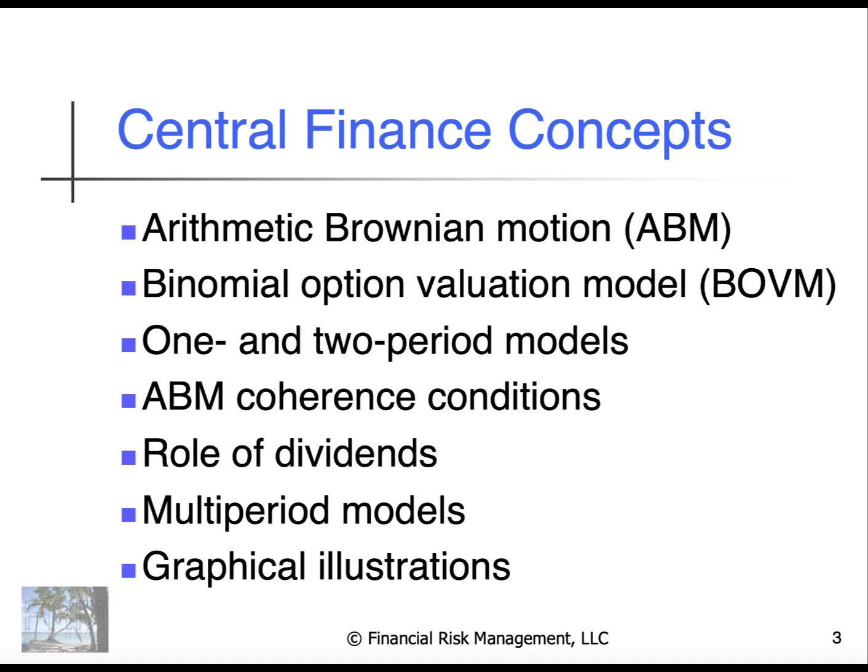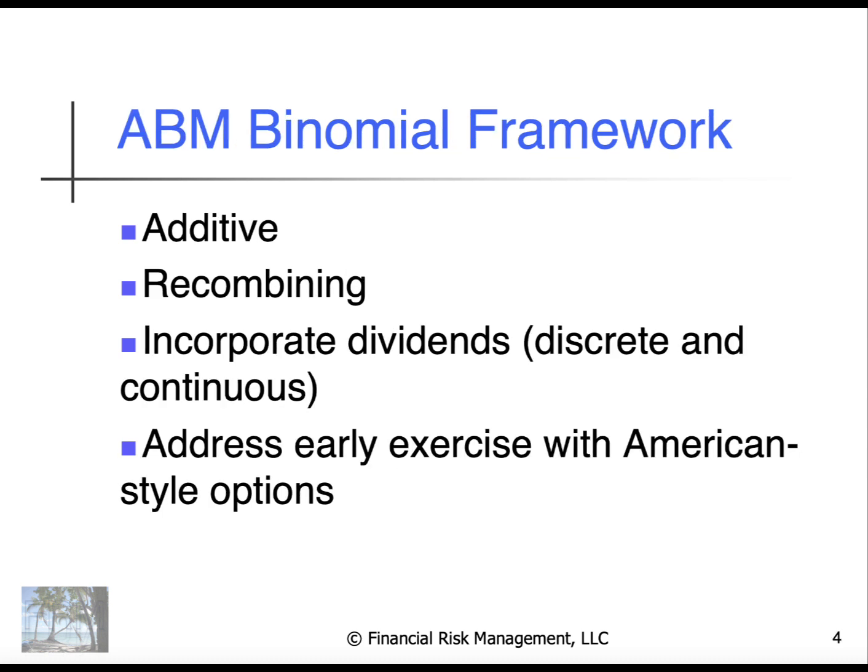Geometric tends to the log normal distribution in the limit. Arithmetic tends to the normal distribution. And later in a module using continuous compounding, we'll actually contrast these two philosophical frameworks. This will be a binomial option valuation model. We'll illustrate it with the 1 and 2 period models. There'll be a unique set of ABM coherence conditions. Dividends will be addressed. The multi-period model will be addressed, and we'll have some graphical illustrations.